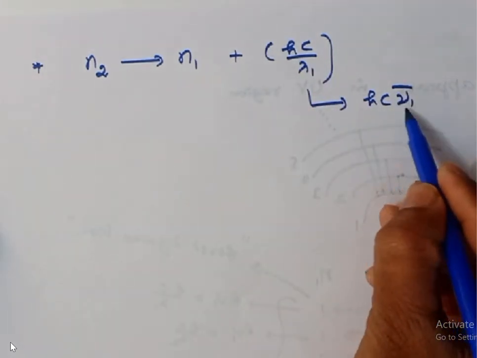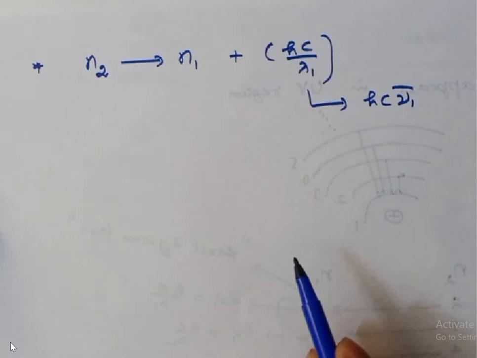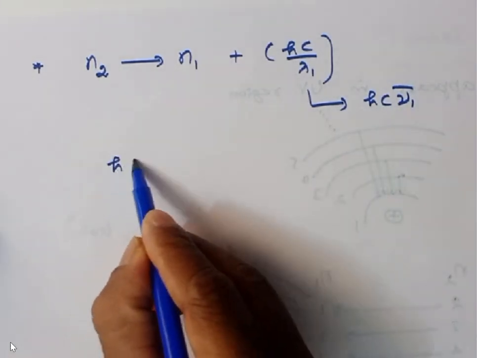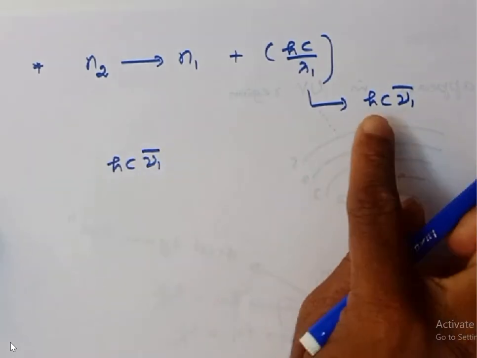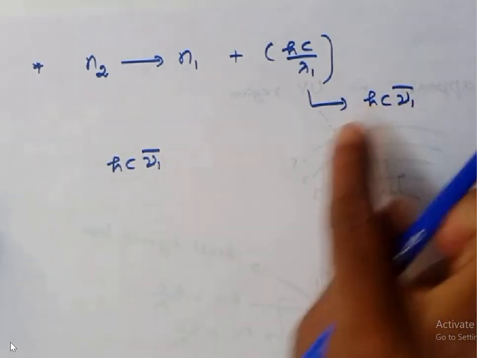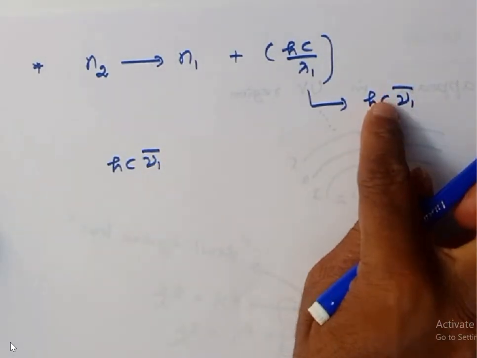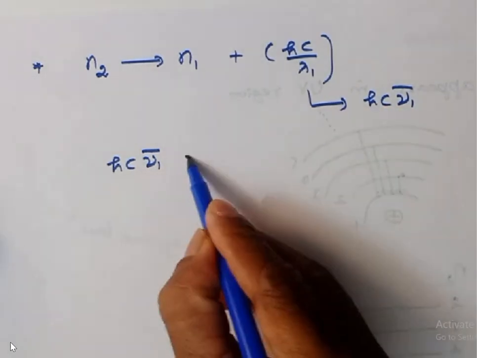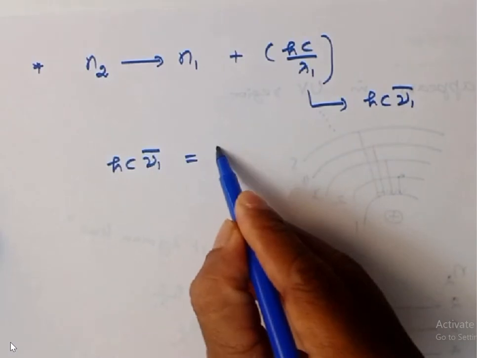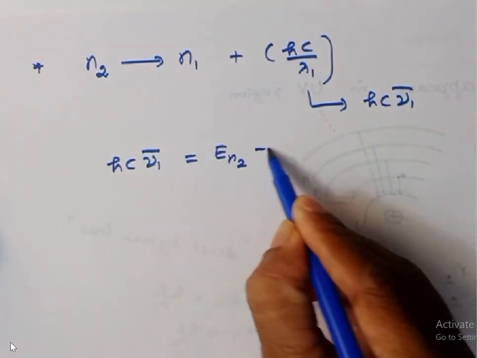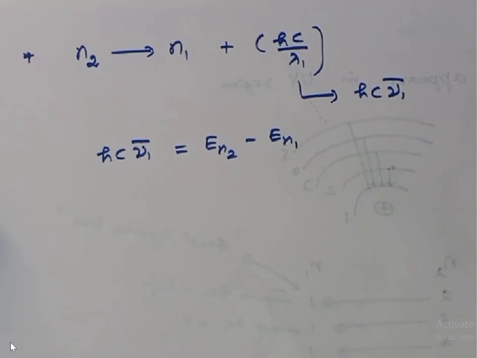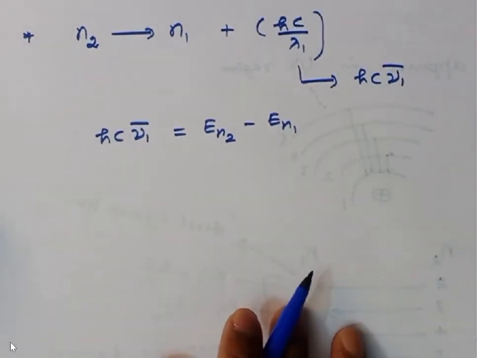How to find the wave number of this transition? Very simple. This hc nu 1 bar is the energy of radiation that is emitted, which is nothing but the energy of a photon. The energy of a photon that is emitted is equal to the energy of the higher level minus the energy of the lower level.